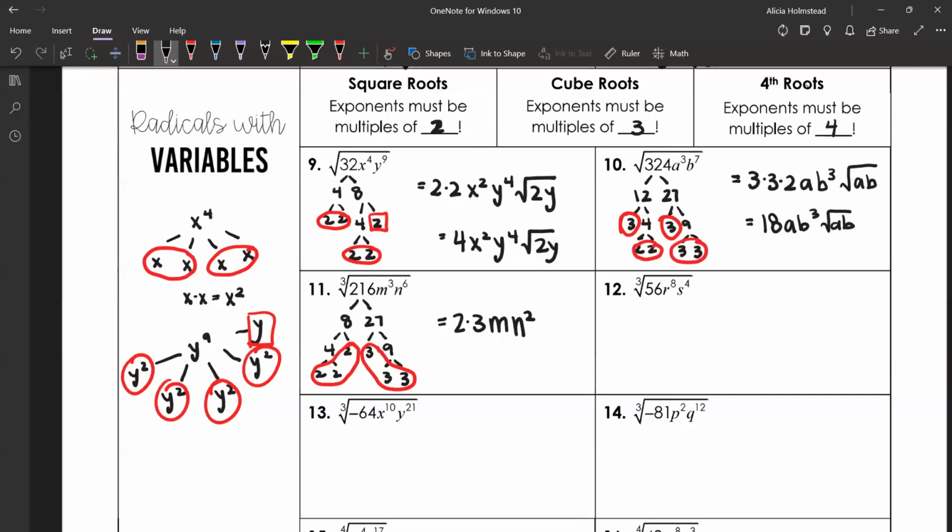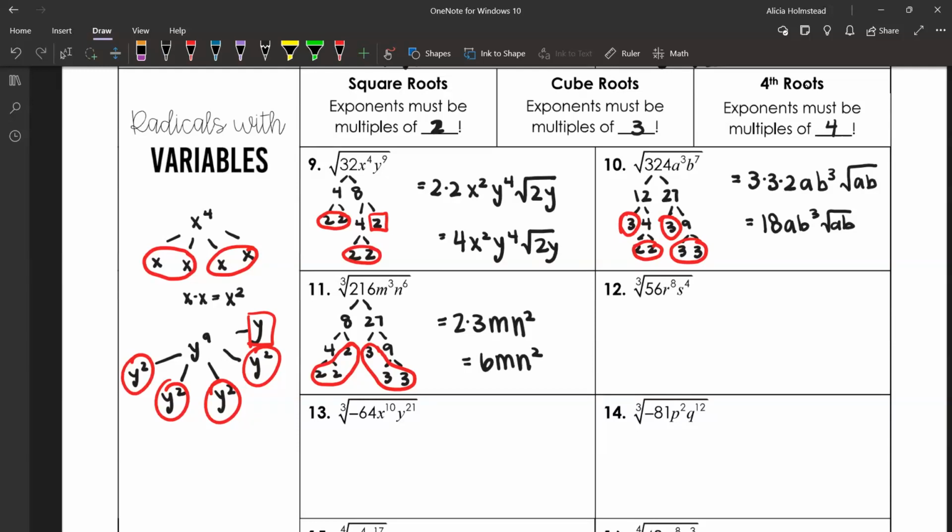And it looks like there's nothing left over. No numbers, no m's, and no n's. So that's actually the end. We don't need to write anything inside of the radical. And that just means that you can actually take the cube root of that number and not be left over. There's nothing left over.